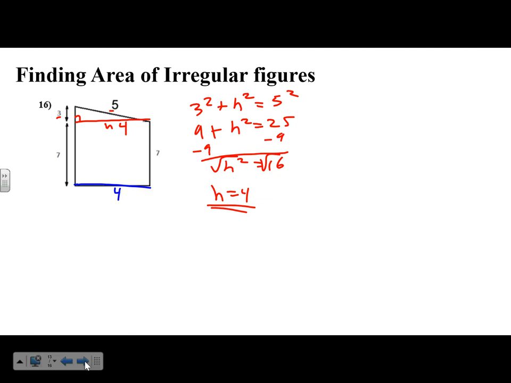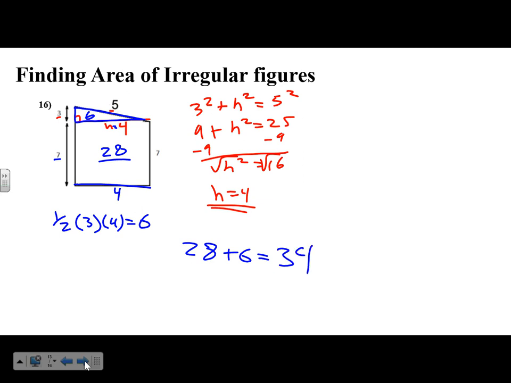So now we can find the area of this rectangle. We have 7 times 4 is 28. So that's this rectangle. And then the area of this little triangle here is 1/2 times 3 times 4, which is 6. So the area of the whole thing is 28 plus 6. So the area of the whole thing is 34.